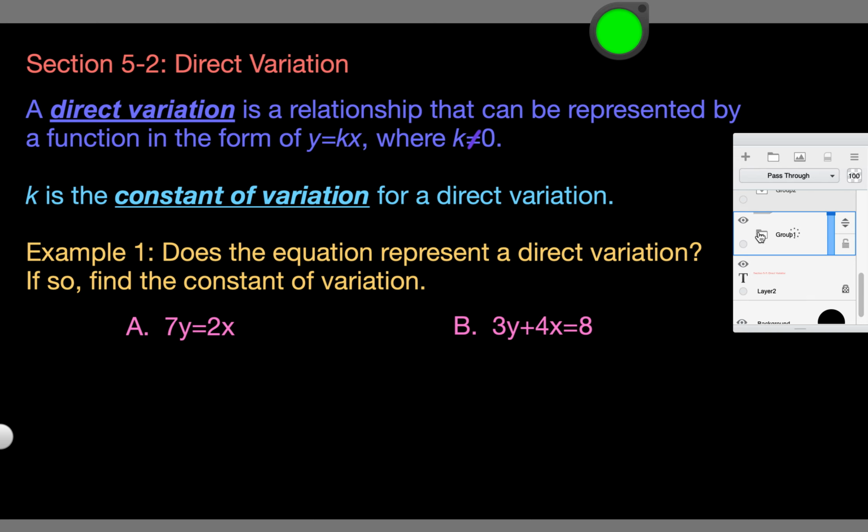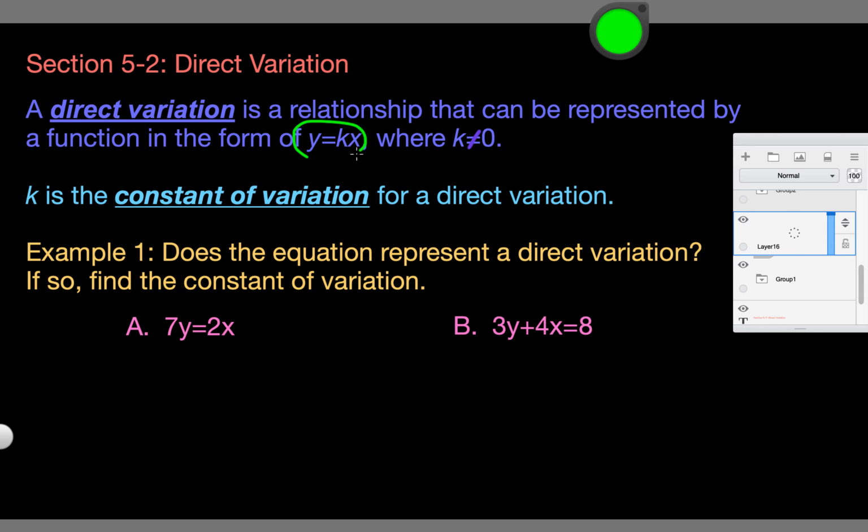Hey guys, we are working on direct variation today. So what we're going to be doing is you're going to plug in these vocab words and then we're going to get started. So a direct variation is a relationship that can be represented by a function in the form of y equals kx, where k cannot be 0.